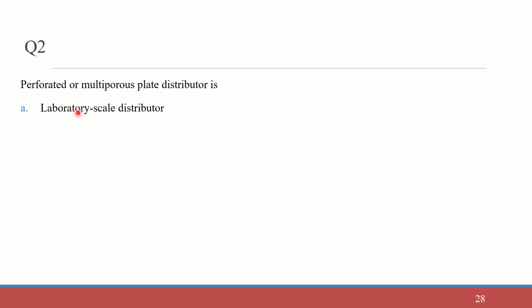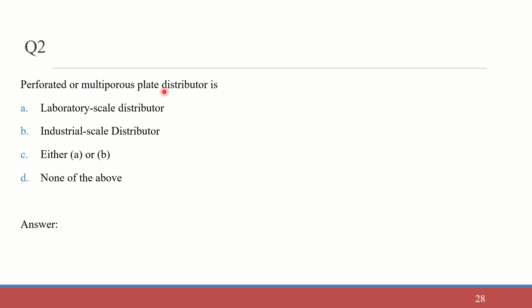We go to question 2. In question 2 it is given that a perforated or multiporous plate distributor is dash. Option A, laboratory scale distributor; option B, industrial scale distributor; option C, either A or B; option D, none of the above. These can be used in industrial scale as well, so it is the industrial scale distributor.